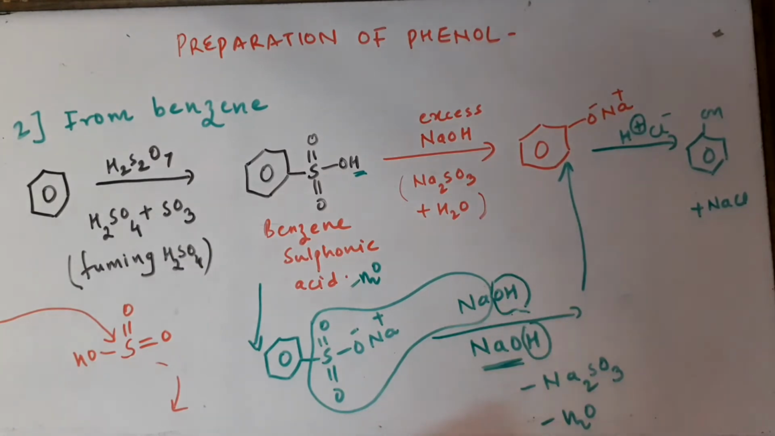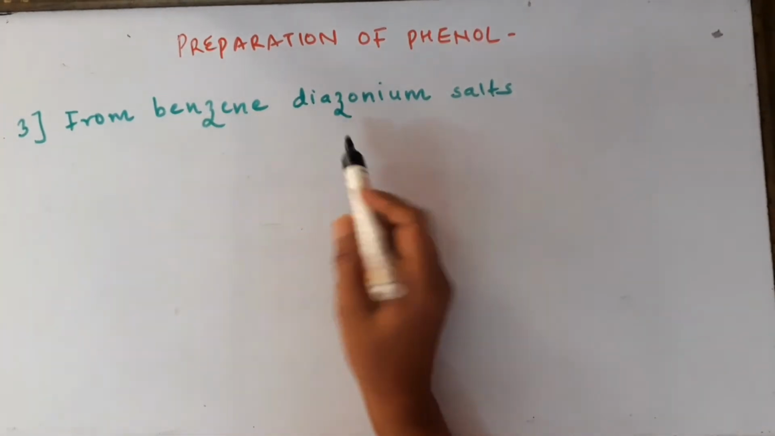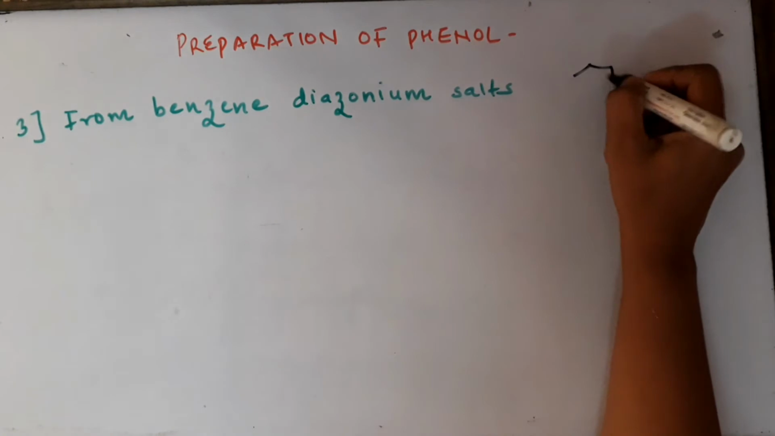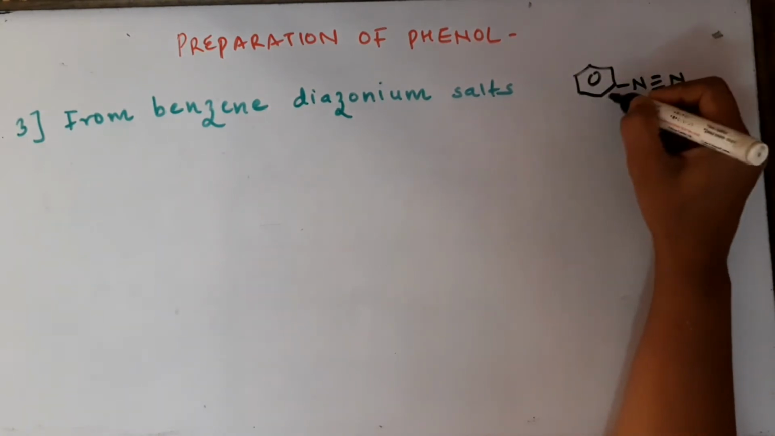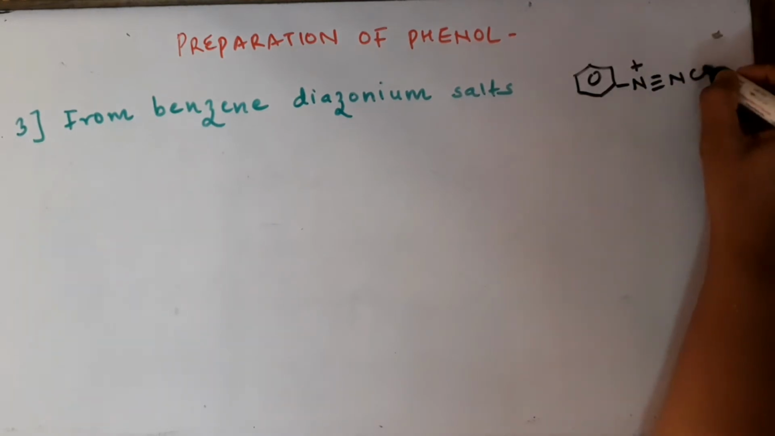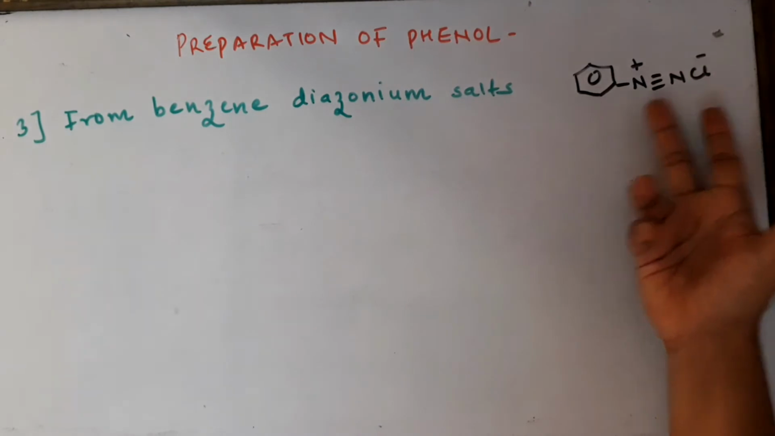Let us see now the third method. The third method is a very important one. It is also a very small scale method, from benzene diazonium salts. Now this name is very much familiar to all of you. You must know this formula also, benzene diazonium salts. The most common one which we take in our conversions is this salt, benzene diazonium chloride.